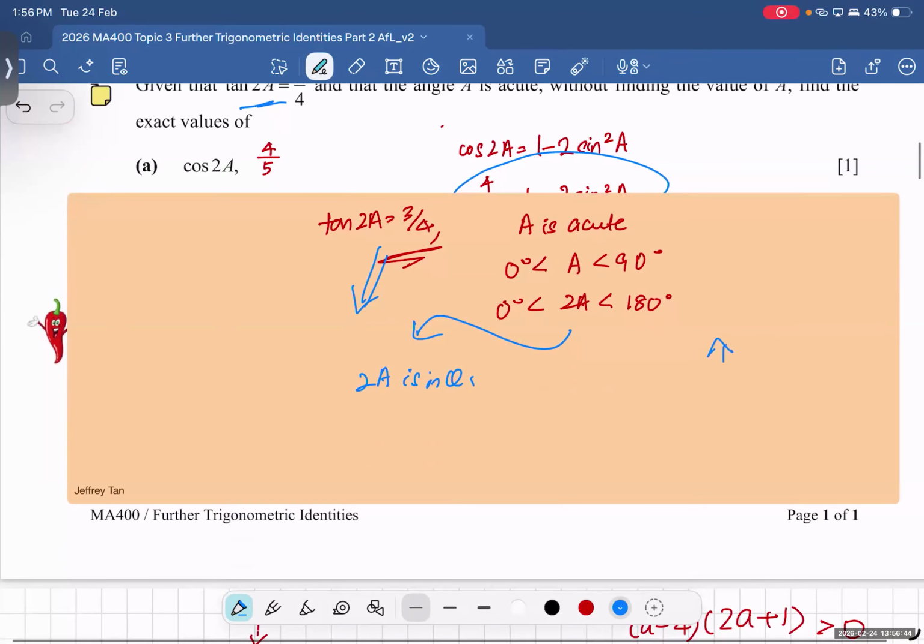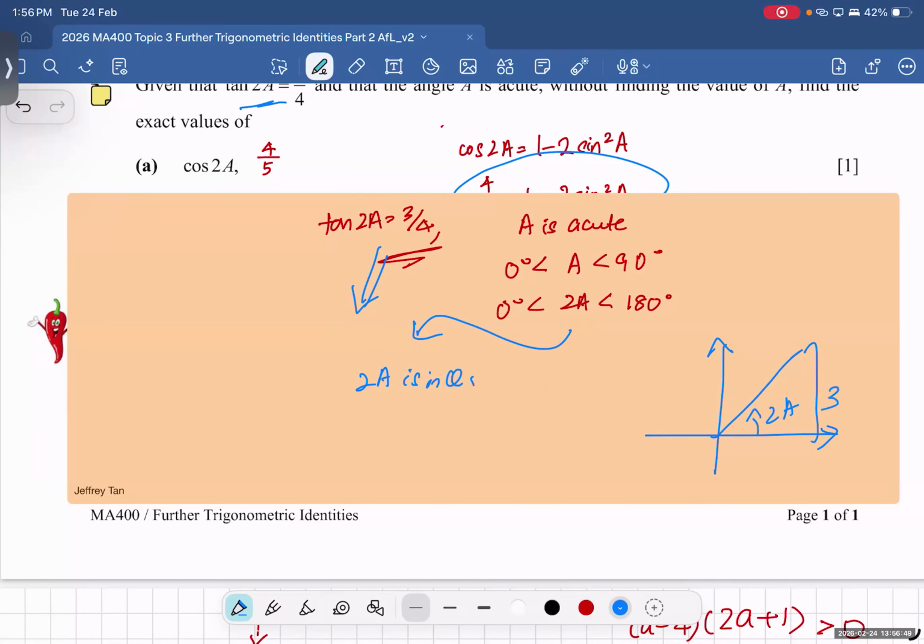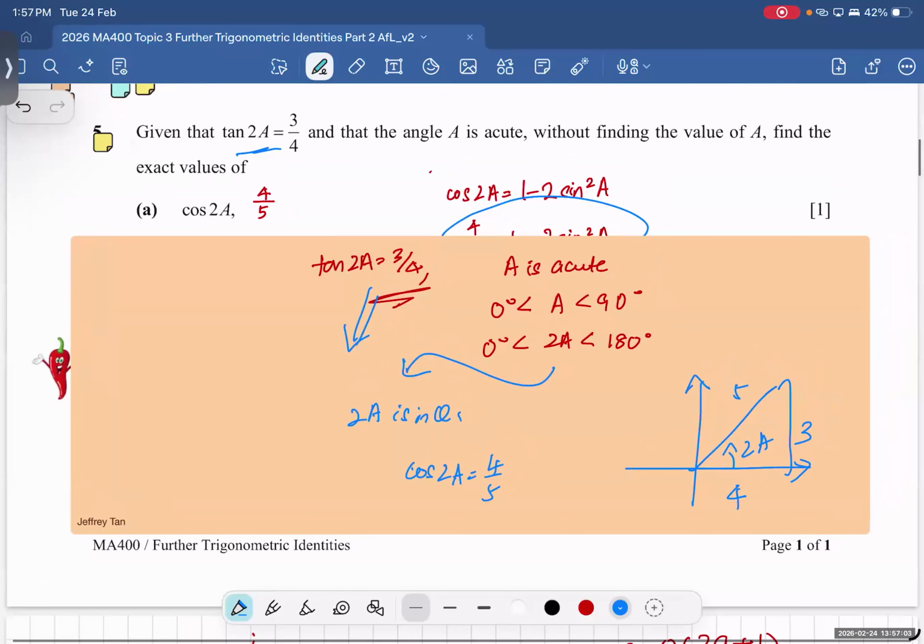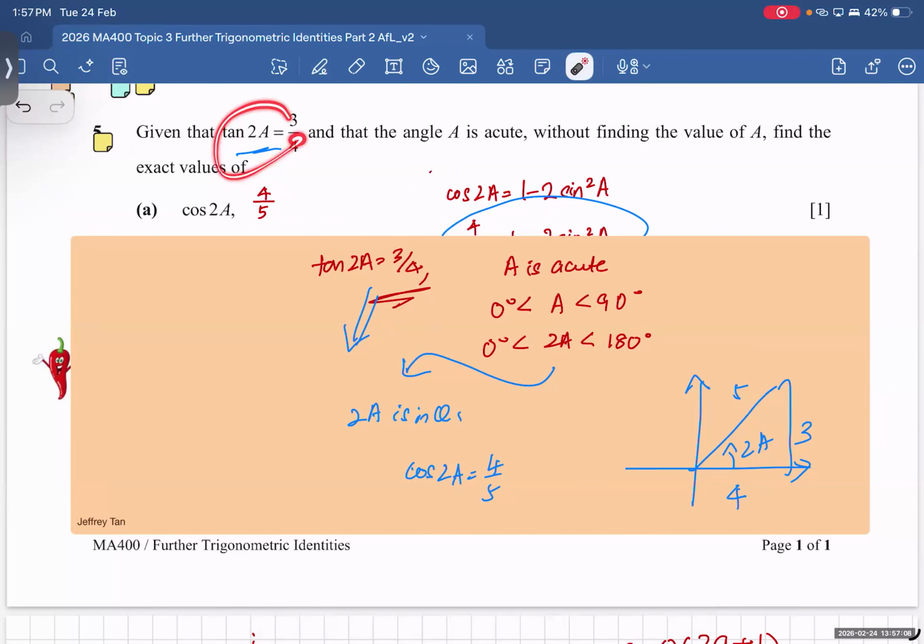With this, guys, I draw the triangle out. This is my 2A. Opposite over adjacent, because tangent 2A is 3/4. 3, 4, 5. Cos 2A is just 4/5. There's no need for double angle because you're just looking at 2A all the time. Only when you see different angles do you use the double angle. Because here you can see 2A, 2A. What for do you want to change? You don't need a butcher knife to kill a chicken.